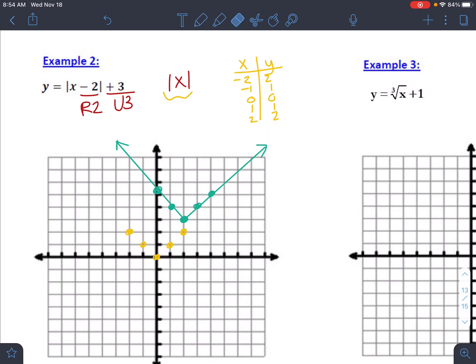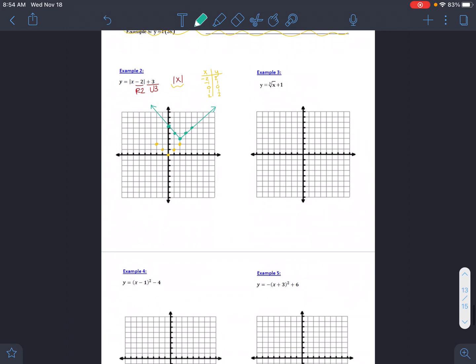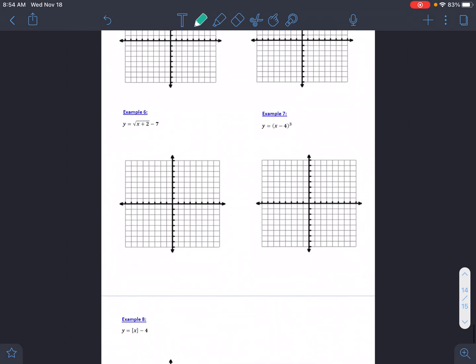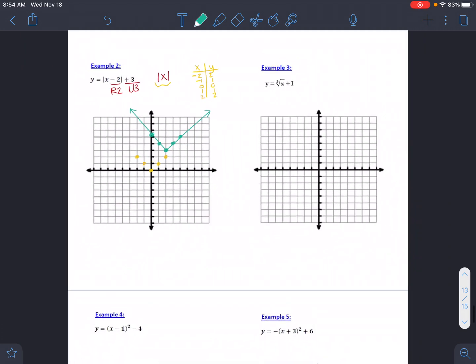Okay, so you do not need these yellow points. You can erase them. They should be pretty lightly drawn if you want to keep them there. But either way, the green graph is your final graph here. Okay, so let's try a couple more of these. I'll try number 3, and then we're going to try 2 more here.